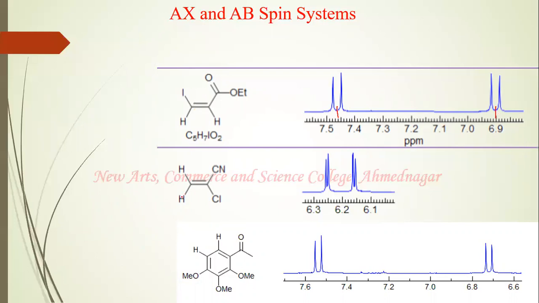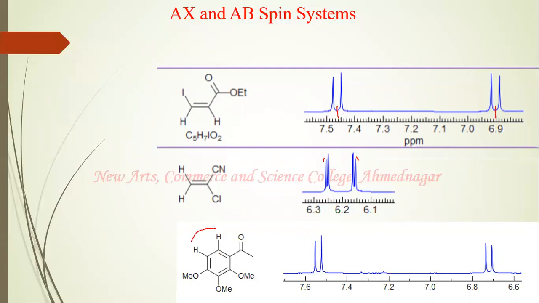Now the second example, where the chemical shift difference is decreasing and the two signals are very close to one another. Look at this, this was 6.9 and this was around 7.45. But here the difference is very small, 6.15 and 6.25. So the two doublets are distorted now. See, the outer line intensity is decreasing to a large extent and the inner line intensity is increasing.